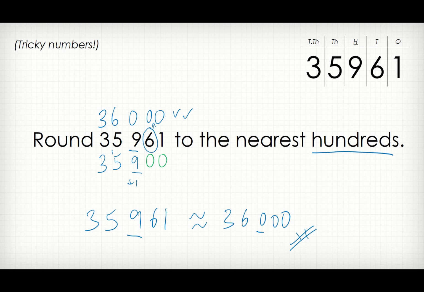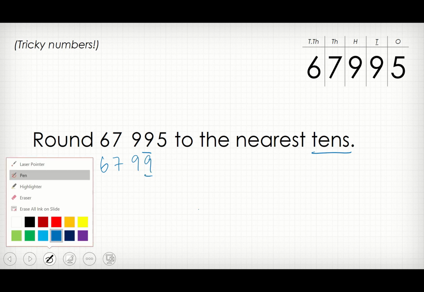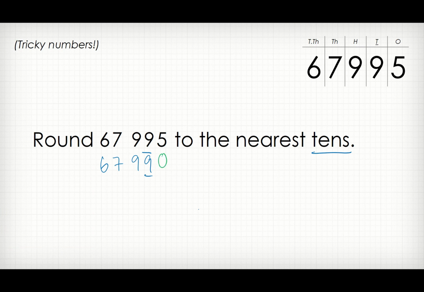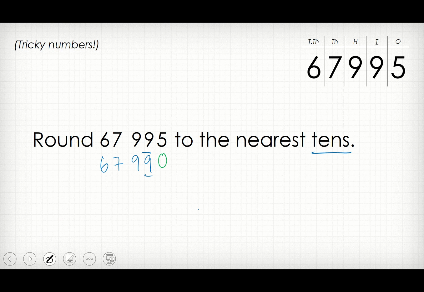Let's look at one last example. Round 67,995 to the nearest tens. The question asks for tens, so let's do our first few steps. Underline the digit in the tens place and work out the lower tens. Simply copy down all the digits on the left and replace the digit on the right with 0. Now, how do I work out the upper tens?